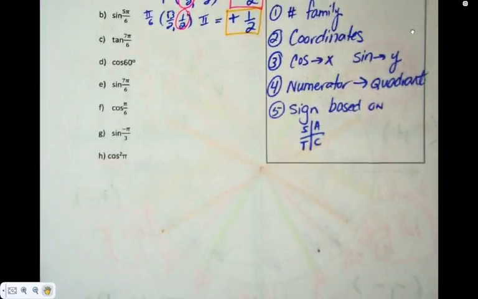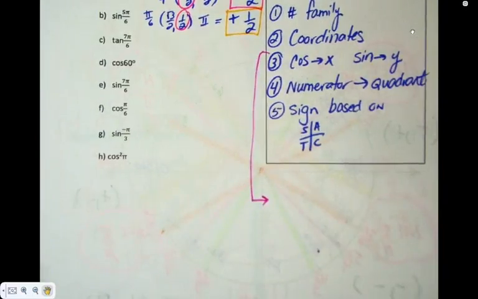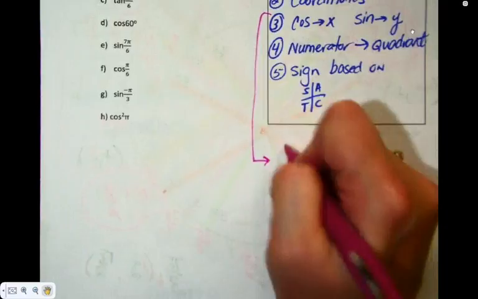For tan, I still do step number 1. I think of the family, and I still do 4 and 5. It's 2 and 3 that need to change because you can't get tan. Well, you can from the coordinates, but you have to do more work. And these are straight up memorization.